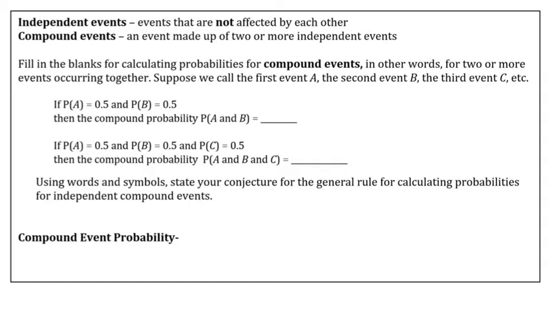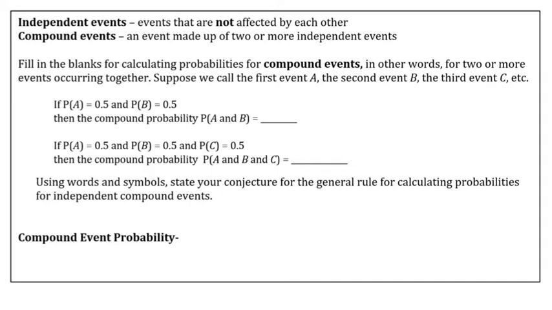So independent events, events that are not affected by each other. Compound events is just when we look at independent events that are combined. So that's like number 3 on the first slide that we saw, where we were tossing a tails and then rolling a 4 on a dice. They're 2 independent events, but we combine them, and that's what makes it a compound probability. So fill in the blanks for calculating the probabilities for compound events. In other words, for 2 or more events occurring together.